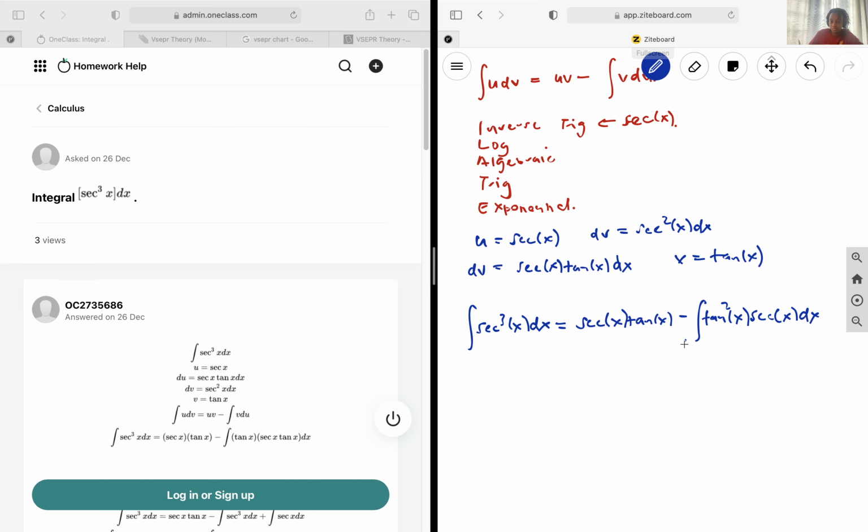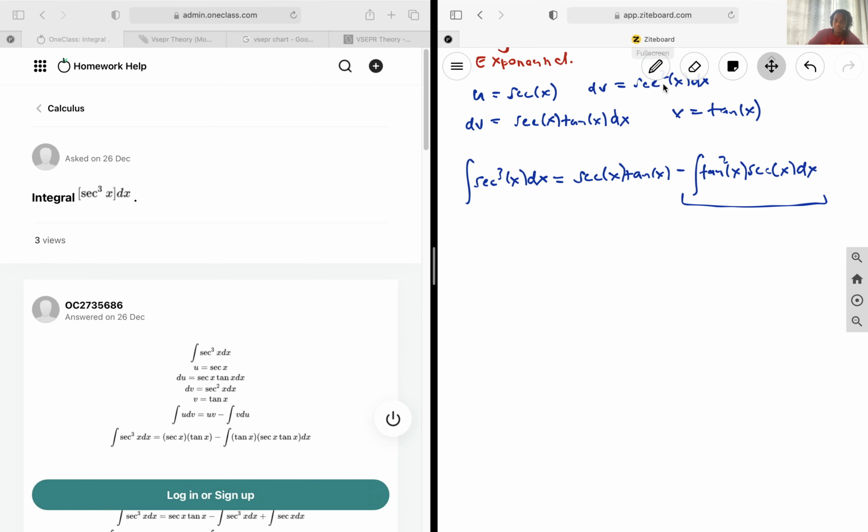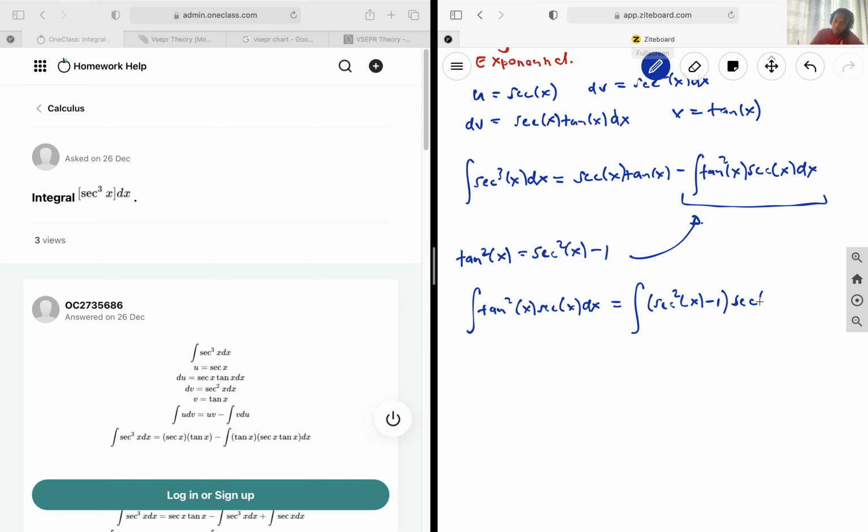Okay, and so again, we will need to figure out how to get this integral. And so let's go about doing that. That tan squared x is going to be equal to secant squared x minus 1. So let's go ahead and put that in here. And so we get the integral of tan squared x secant x dx is equal to the integral of secant squared x minus 1 times secant x dx. And when we multiply that out, that would be equal to the integral of secant cubed x minus secant x dx.